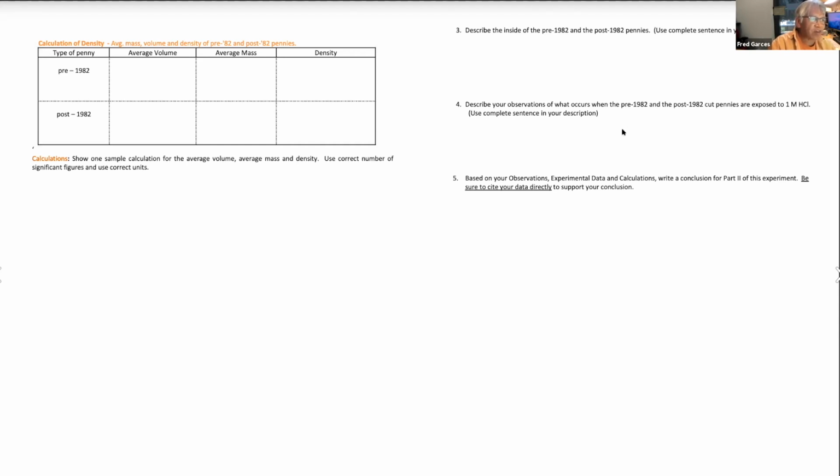Describe your observation of what occurs when the pennies, the old and the new, are exposed to, not hydrochloric acid, because we've changed that. I should have corrected that. It's acetic acid. Okay, we're not using hydrochloric acid because we don't trust you guys with hydrochloric acid. Hydrochloric acid is sort of nasty, even though we don't give you a lot. We just give you plain vinegar. Vinegar does the same thing. And then based on the observation, experiment, calculation, write a conclusion for this part. Okay.